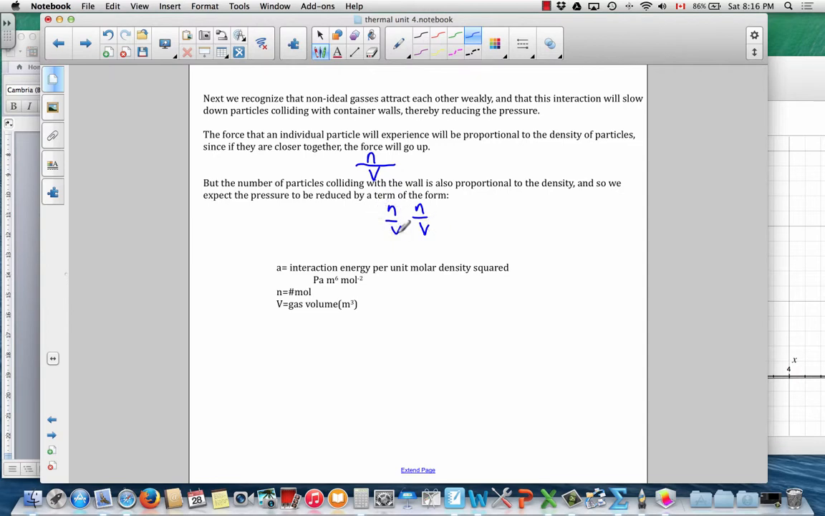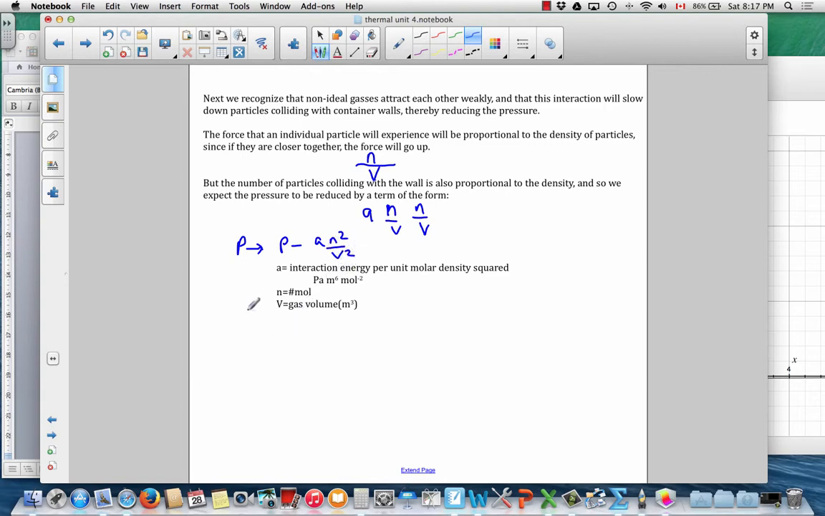This would be the force on any given particle. This is the number of particles that are experiencing it. And then there'll be some sort of interaction strength, a, that measures how attractive these two particles are. So this will be large if there's lots of intermolecular forces and small if it's not. So it's the interaction energy per unit molar density squared. It has the wonderful units of pascals times meters cubed over moles, all squared. So we expect the pressure to be reduced by a term of this form. So where we had P, we're going to expect something like P minus a n squared over V squared.